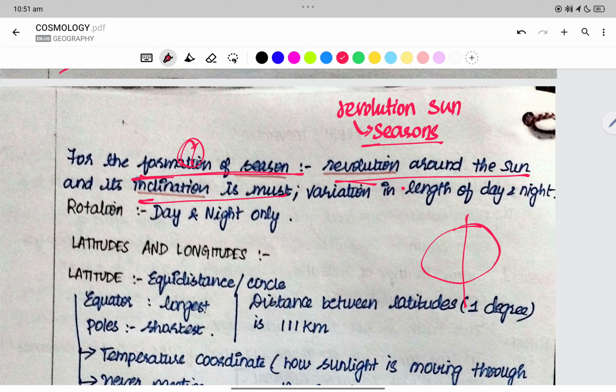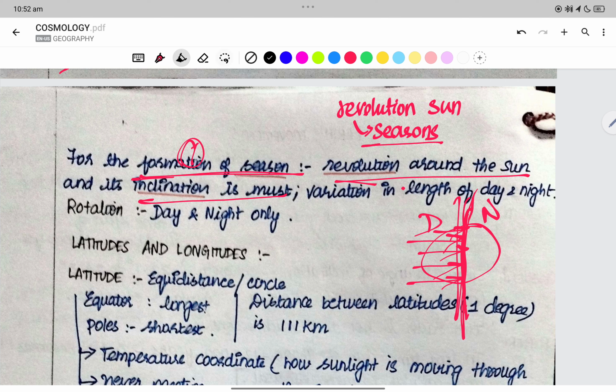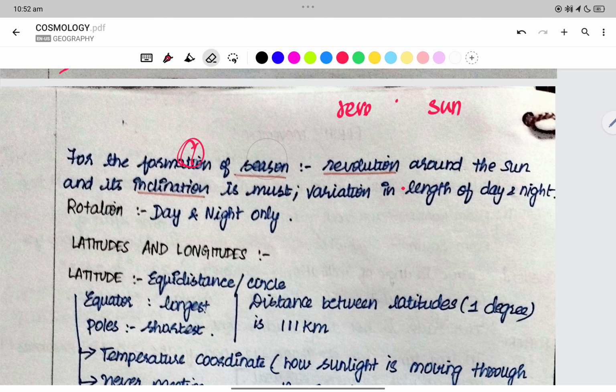See, it is revolving around the sun also. If it is very straight, half of the Earth receives sunlight, the entire half is receiving sunlight, so we get equal day and night. If the tilt is straight, okay, let us see why we have seasons. Seasons like summer, autumn, winter and spring are the 4 seasons, right?